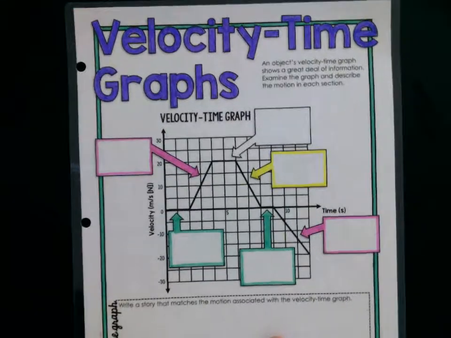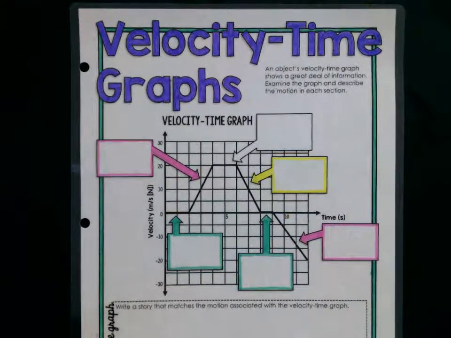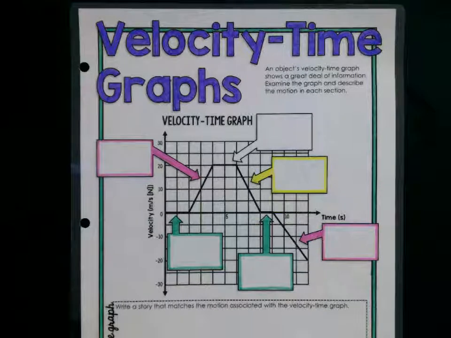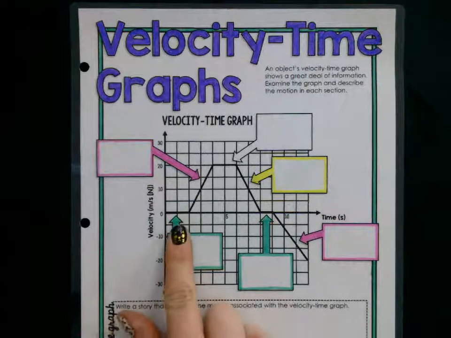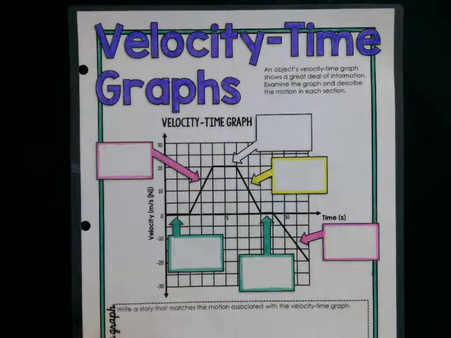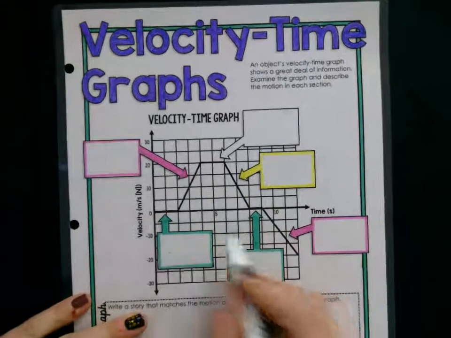All right, so let's take a look at velocity time graphs. An object's velocity time graph shows a lot of information. We're going to examine this graph and describe the motion, or what's going on in each section, the same way we did for the position time graph. The first thing we need to look at with this velocity time graph is these two areas where we have a slope of 0.